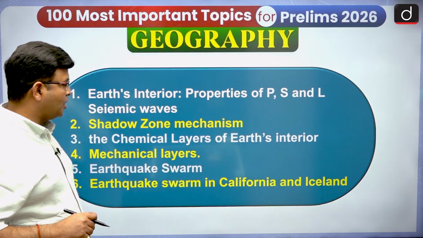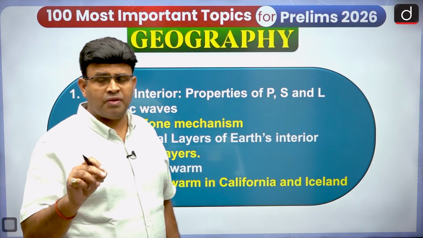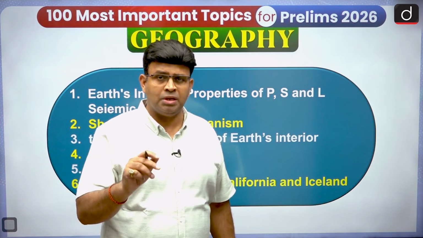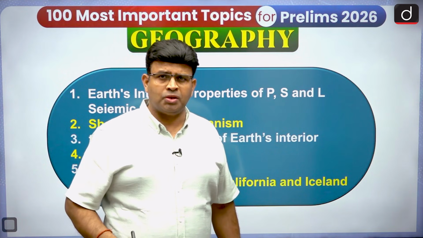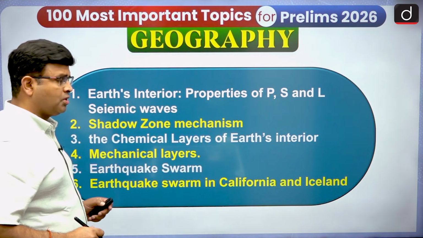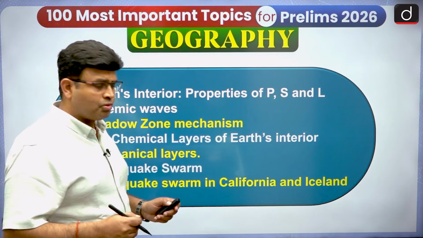Another one is the shadow zone mechanism. In this shadow zone mechanism, there is the P wave and S wave shadow zone mechanism. We have to understand that, and we will also see some related important questions. Thereafter, the chemical layers of the earth, and then the mechanical layers of Earth's interior, we have to see.